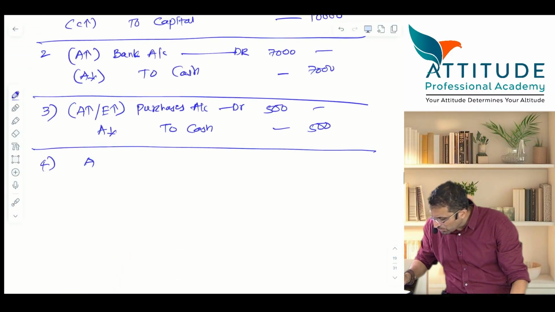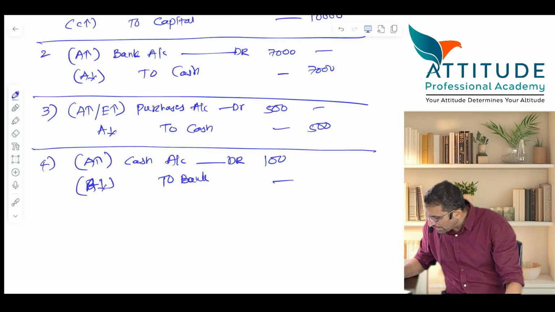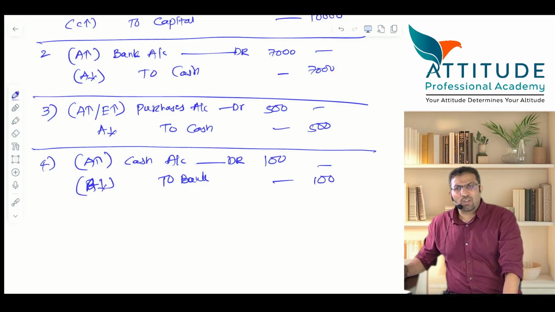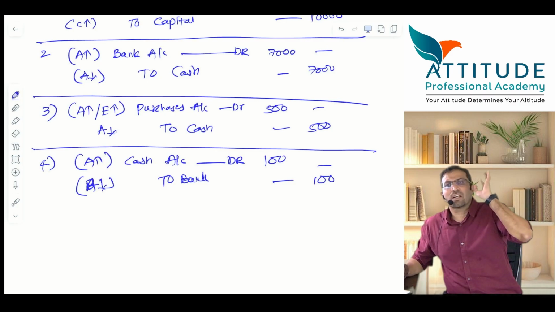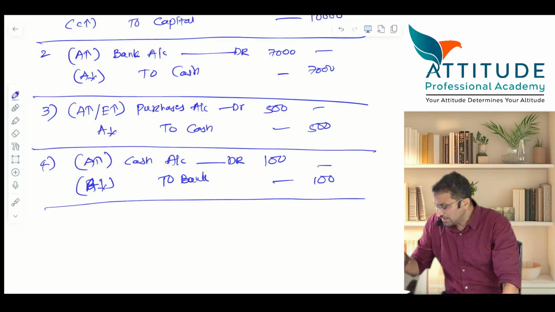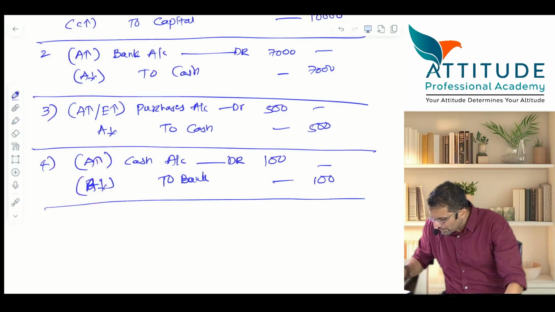So asset increases. Say it. Cash account debit. And asset decreases, to bank. How much amount? 100 and 100. Is that right? See, in narration we'll put later on. I just want you all to be perfect in your journal entries. All of you should answer now. Is that clear? And more important is what I'm putting in bracket. This is important, what I put in the bracket. Is that clear? Okay.